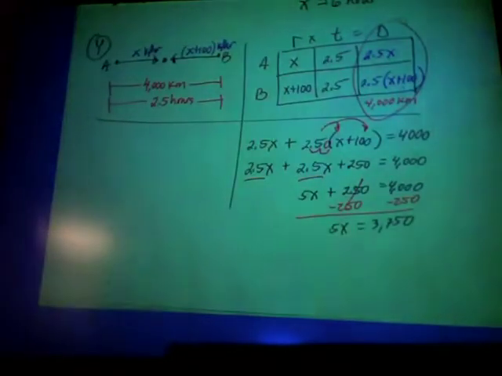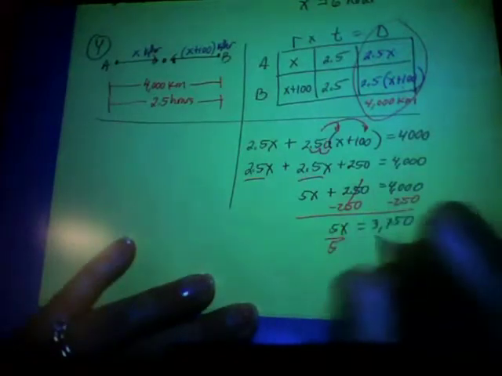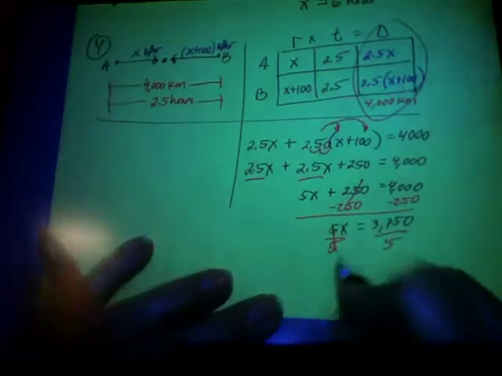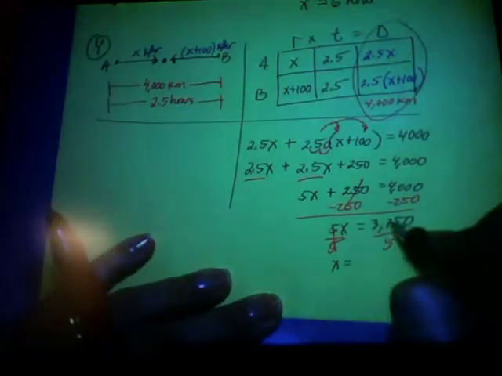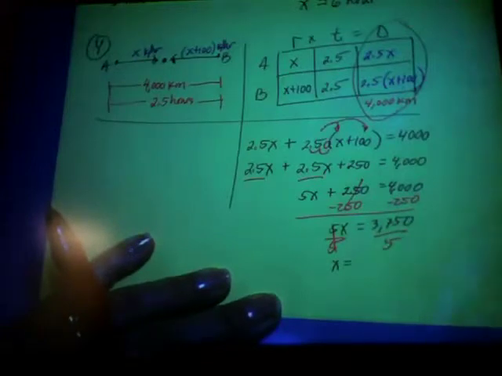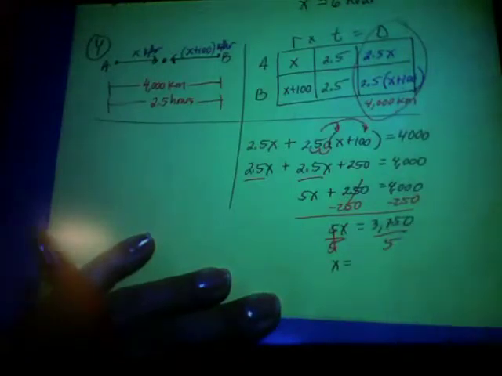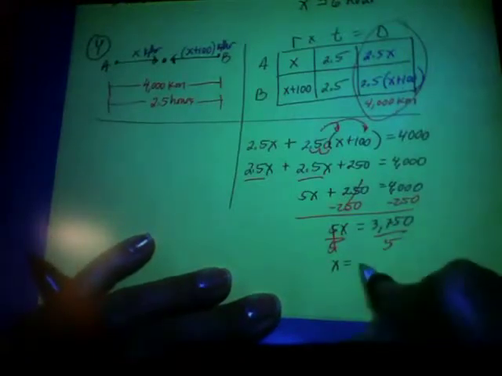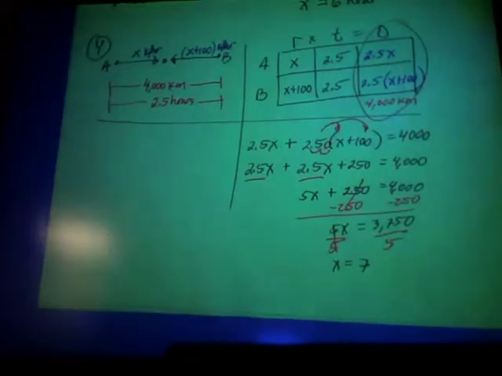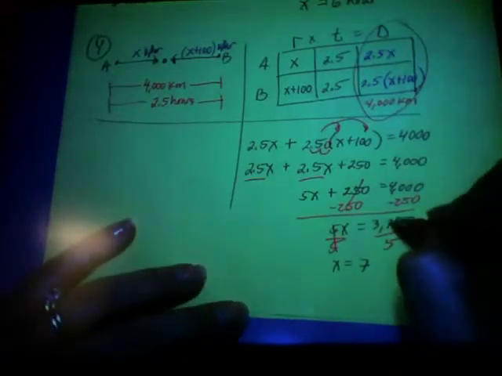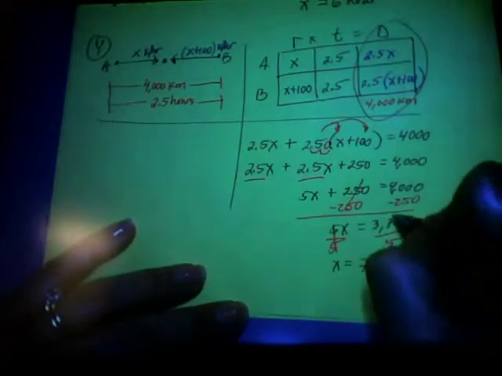Then what do you do? Divide by 5. So x is equal to, 5 goes into... you can do shorthand division or do it longhand. You decide. But if you want to know how to do shorthand, 5 goes into 37 how many times? 7 times. What's 7 times 5? What's 37 minus 35? So put a little 2 here.